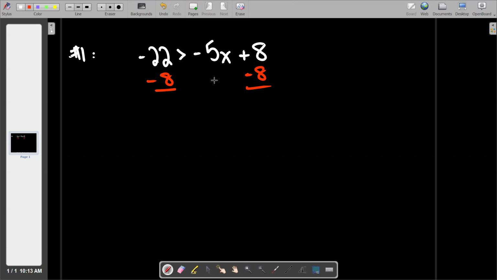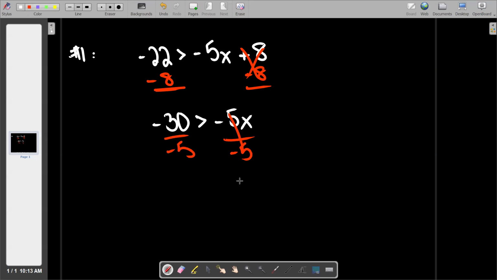And my next line down should say -30 is still greater than -5x. The next thing I'm going to do is divide both sides by -5, like this. And I'm going to keep everything where it's at. I'm not going to do the reversal yet. I'm going to leave x where it is, but I am going to switch my inequality sign because I divided by a negative. And then -30 divided by -5 is 6.